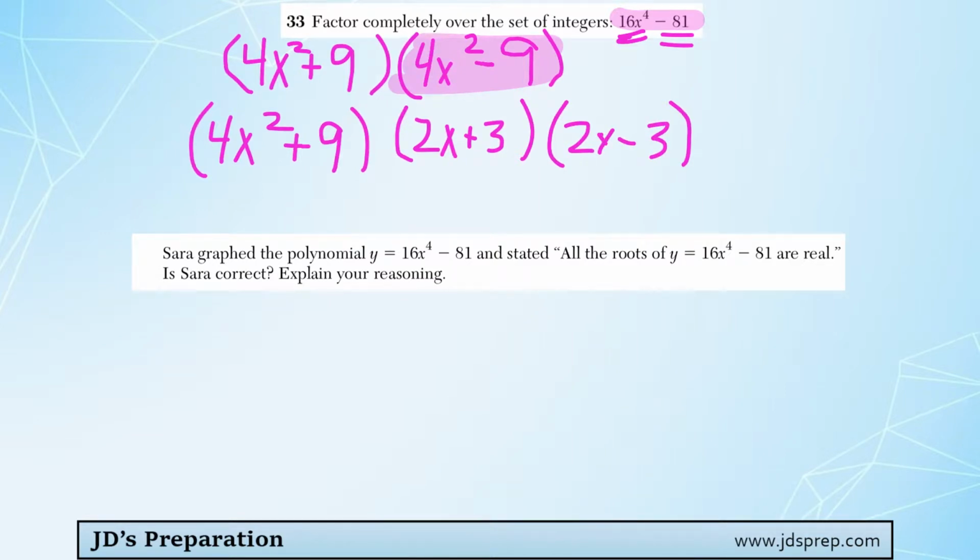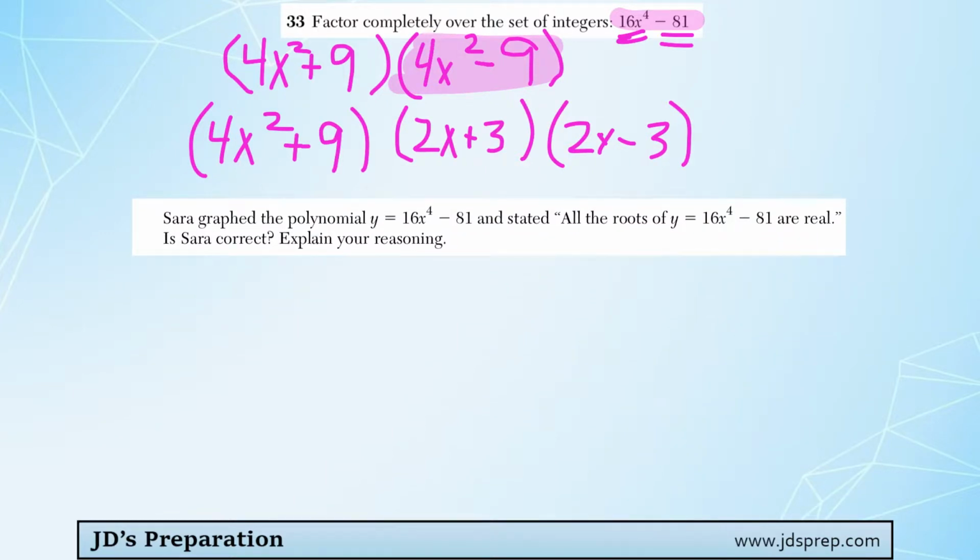All right, with that done, let's take a look at the second part of the question here. Sarah graphed the polynomial and stated that all the roots of it are real. Is Sarah correct? And explain your reasoning. So to figure that out, we actually need to calculate the roots, and we do that by setting this equal to 0, which means we set each of these individual factors equal to 0 and solve for x.